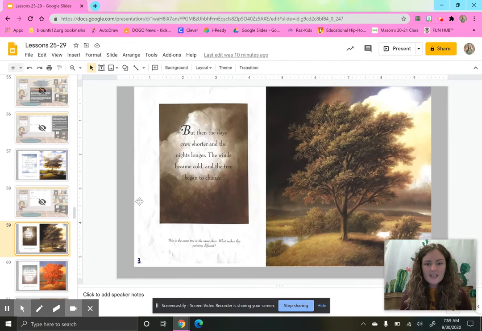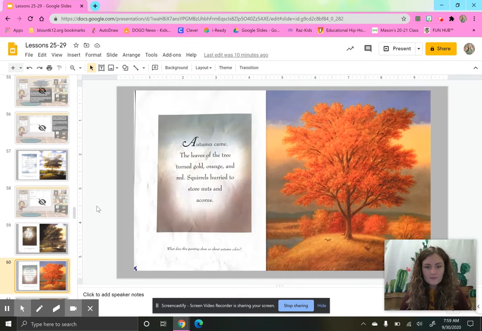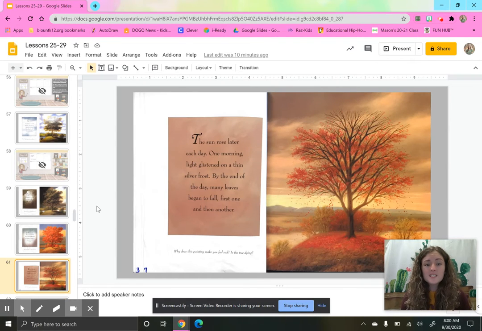But then the days grew shorter and the nights longer. The winds became cold and the tree began to change. Autumn came. The leaves of the tree turned gold, orange, and red. Squirrels hurried to store nuts and acorns. The sun rose later each day. One morning, light glistened on a thin silver frost. By the end of the day, many leaves began to fall, first one and then another.